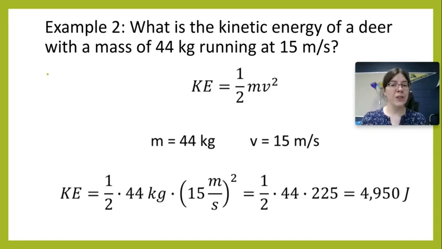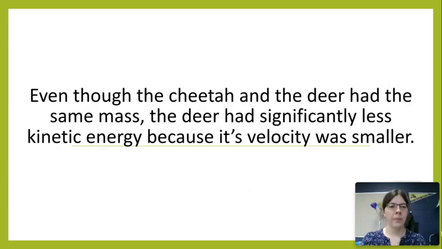So if we compare that to the kinetic energy of the cheetah, which was over 19,000, changing that velocity makes a big difference on the kinetic energy, which should seem reasonable because kinetic energy is all about how fast the object is moving. So again, just to summarize, even though the cheetah and the deer had the same mass, the deer was moving significantly slower. Therefore, its velocity was smaller and its kinetic energy was also smaller.